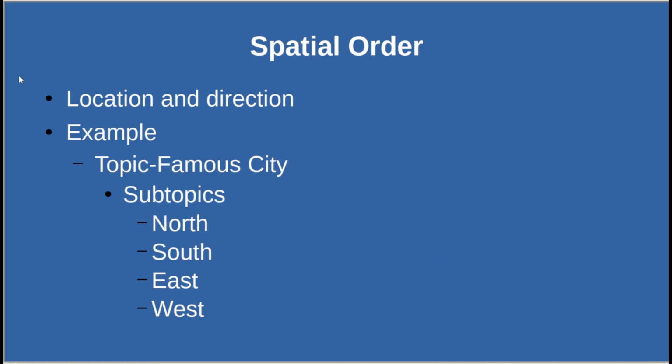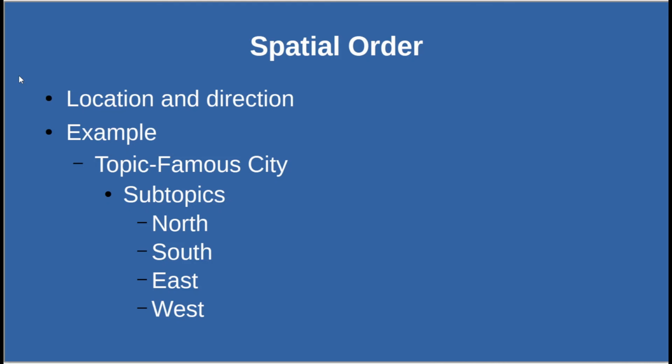The last one I believe is spatial order, and this one has to do with location and direction. So this is not the most common way of doing things, but it does exist out there, maybe more so in social studies and traveling. And so you might have a topic of a famous city, think Paris or Bangkok or Washington, D.C., and you might want to break it down by direction. So what's in North Washington, D.C.? What's in the South? What's in the East? What's in North Bangkok? Or what's in East or West Bangkok? And you share paragraphs on that.